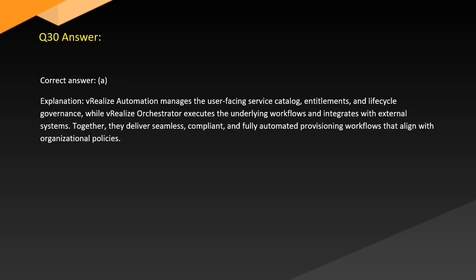Answer. Correct answer: A. Explanation. vRealize Automation manages the user-facing service catalog, entitlements, and lifecycle governance, while vRealize Orchestrator executes the underlying workflows and integrates with external systems. Together, they deliver seamless, compliant, and fully automated provisioning workflows that align with organizational policies.